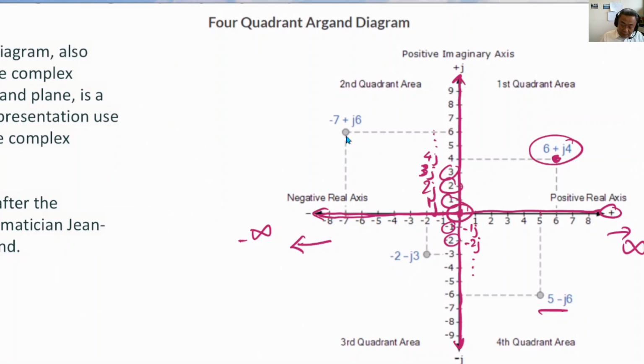Let's have one more example. Minus 7 plus j6 means you move along the real axis by 7 units towards the left because it's minus 7, and positive 6 upwards by 6 units. So these are 3 examples of the complex numbers on the complex plane.